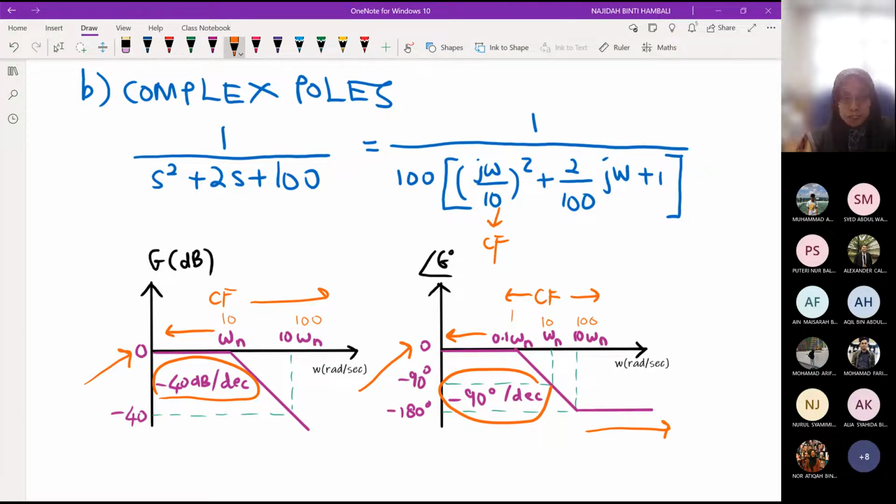You have to go through this note so that during the open book test and final assessment, you do not need to waste your time looking at this note, because you want to check what is the starting point, what is the slope for magnitude, for phase. Okay, you have to memorize all of it.